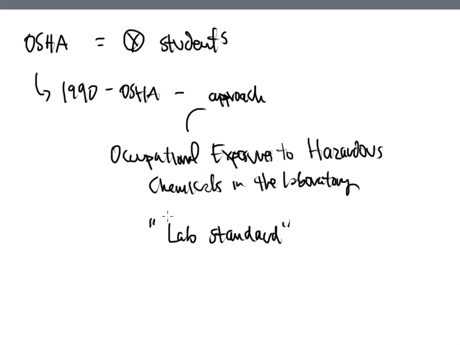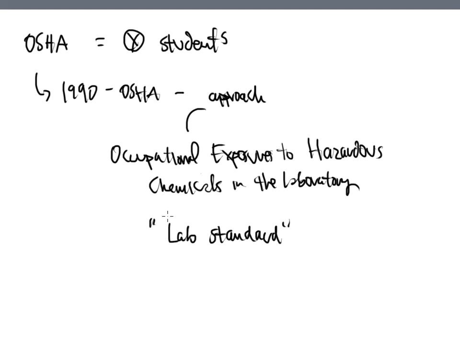So, OSHA, 1990, went back, revisited, and said, yes, laboratories have their own things that they have to worry about that is different than manufacturing and processing. Because of that, we're going to implement what we're going to shorthand call the lab standard, which is basically exposures to hazardous chemicals in the laboratory. That's why this was different.